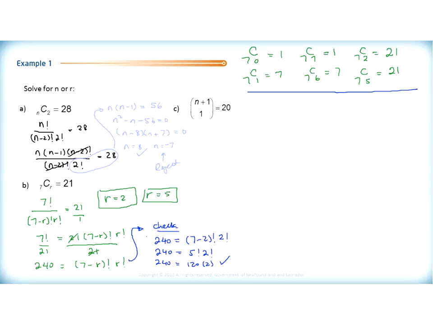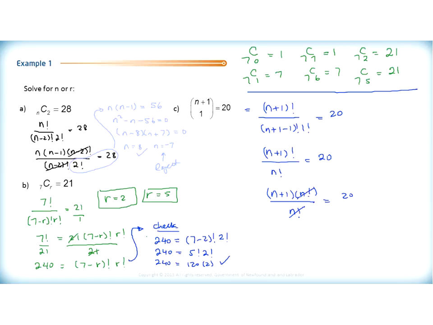N plus 1 choose 1 equals 20. That becomes n plus 1 factorial over n plus 1 subtract 1 factorial times 1 factorial equals 20. Simplifying, I get n plus 1 factorial over n factorial times 1 factorial, which is 1, equals 20. Now at this point you want to break down one of the factorials so that it will cancel with the other one. You always start with the larger of the 2 factorials. I get an n plus 1 and an n. N plus 1 is larger than n, so I break that one down until I get the factorial that I want in my denominator. So n plus 1 times n factorial will cause the factorials to cancel here. And I'm simply left with n plus 1 equals 20, so n is equal to 19. Done.